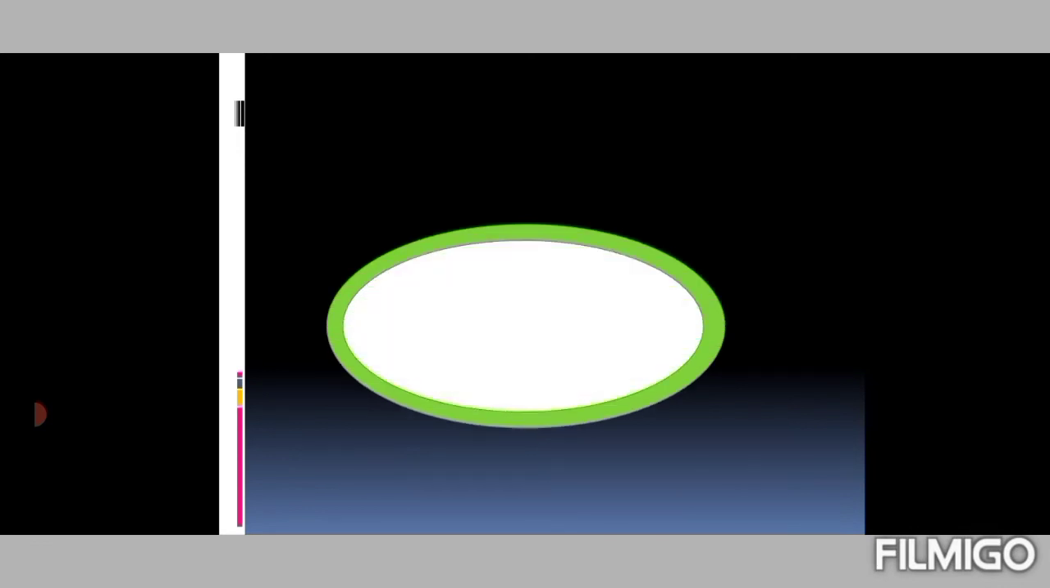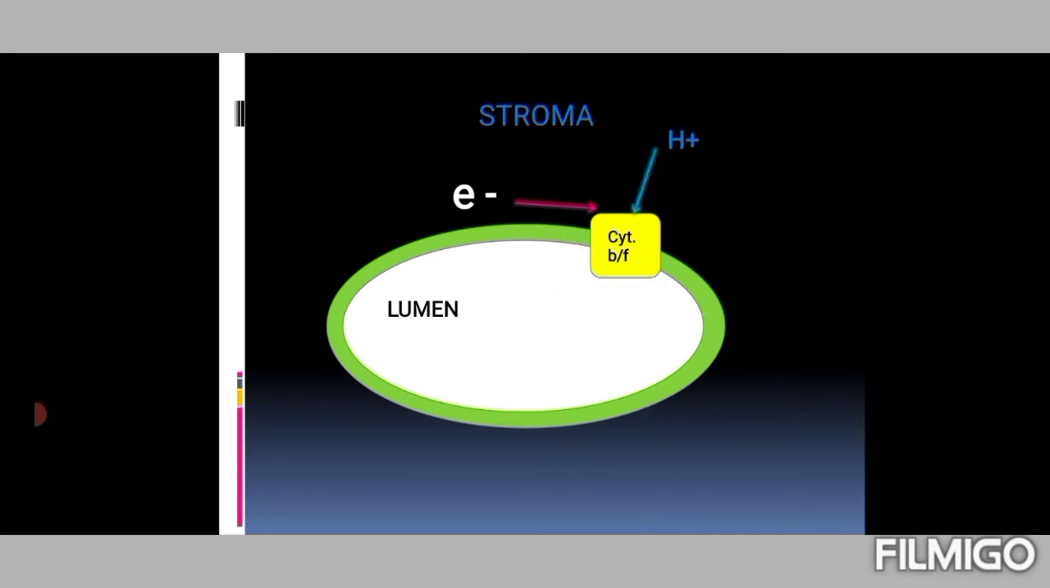Now we can see the actual process of H plus ion concentration accumulation. This is the stroma and the lumen. Electrons pass to the cytochrome BF complex, and it accepts H plus from the stroma. As the electron leaves the cytochrome BF complex, H plus ion is released to the lumen, causing accumulation. As the process repeats, H plus ions are further released into the lumen.